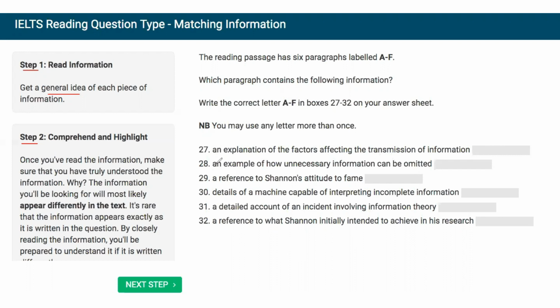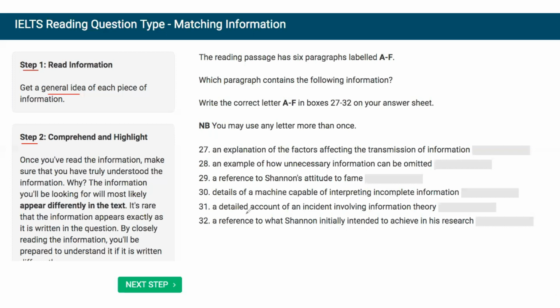So here we know we're looking for an explanation and an example. Number 29, a reference to Shannon's attitude to fame. So we know that someone, his last name or her last name, will be Shannon. Because remember, in the IELTS exam, you may also just see last names, which refer to researchers or scientists or anyone. Okay, number 30, details of a machine capable of interpreting incomplete information. So we're also looking at machines or instruments.